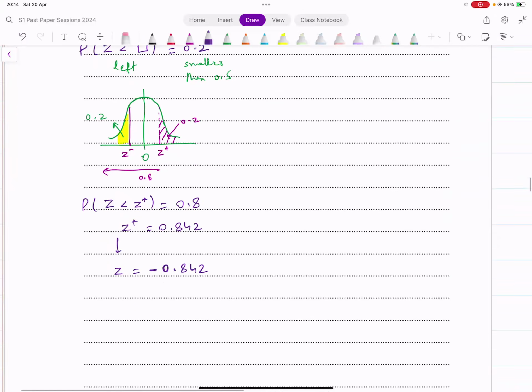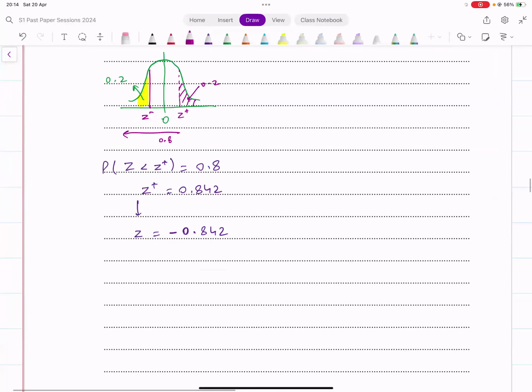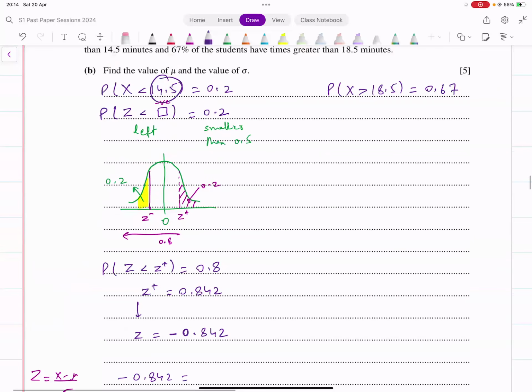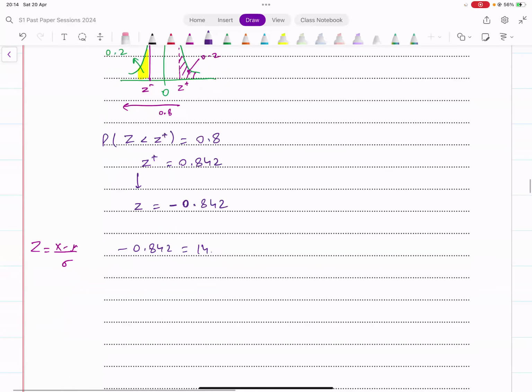Now let's input this in the formula. Z equals x minus mu over sigma. What do we get from that? Minus 0.842 equals x. In place of x, we put 14.5 minus mu over sigma. This is one equation that we've got in terms of mu and sigma.